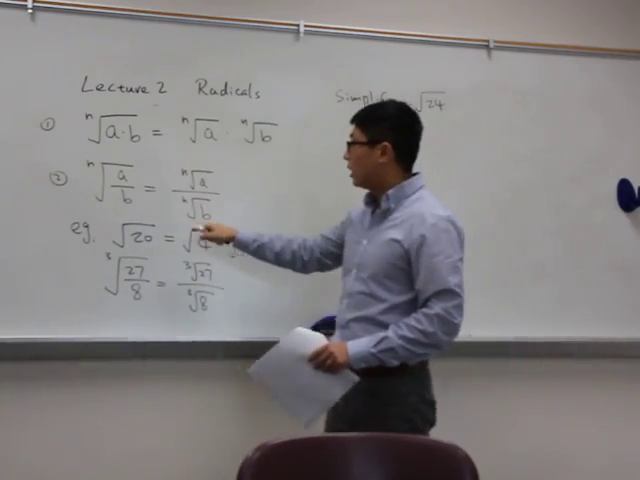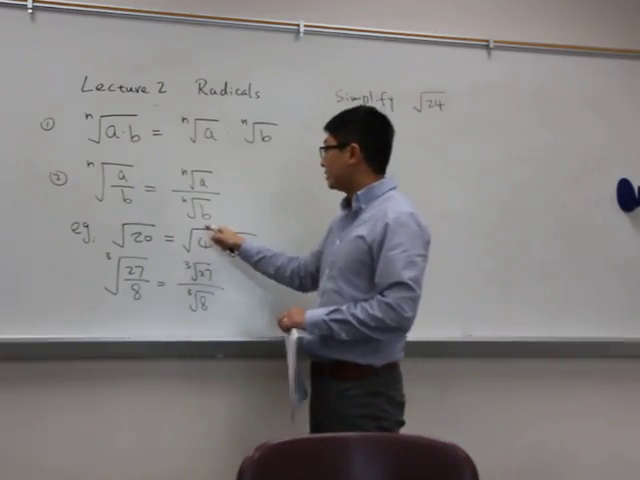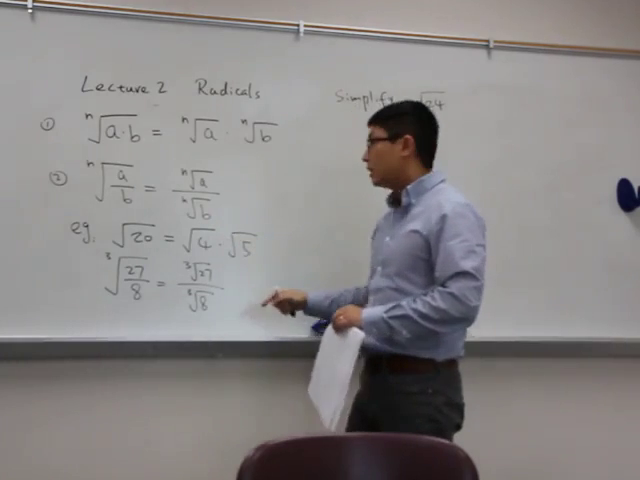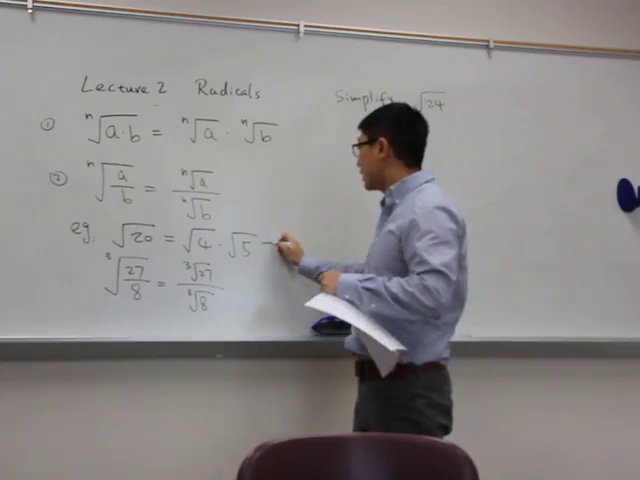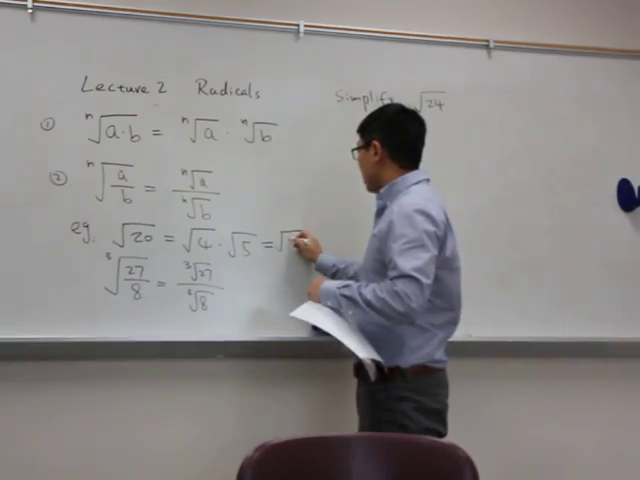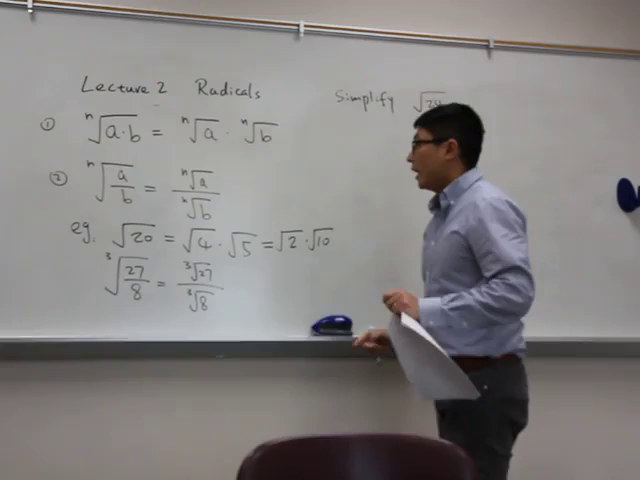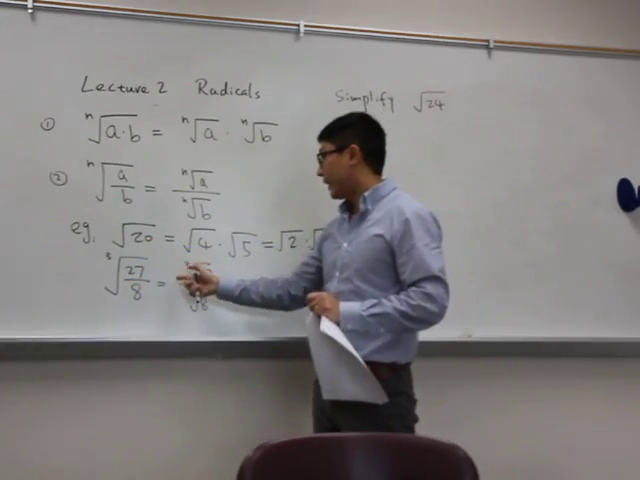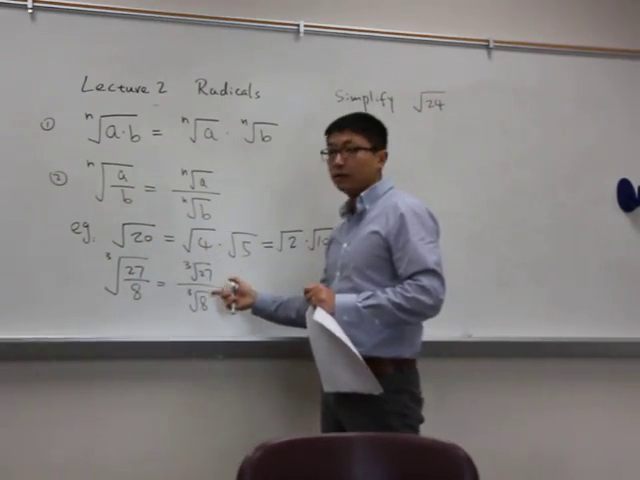So for example, the square root of 20, we can rewrite it as the square root of 4 times the square root of 5. Now remember, this is not the unique answer. You can also split this into, let's say, the square root of 2 times the square root of 10. And the cube root of 27 divided by 8, we can rewrite as the cube root of 27 divided by the cube root of 8.